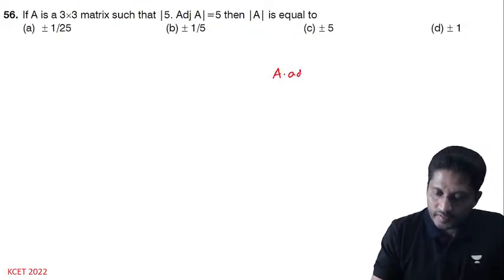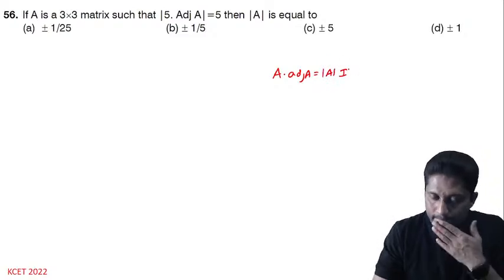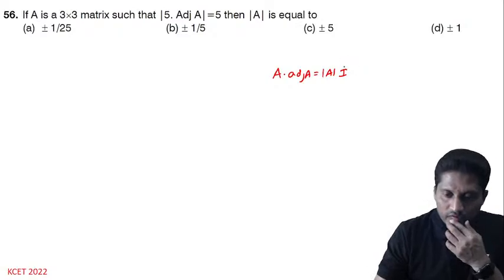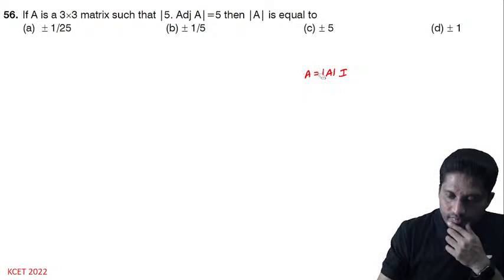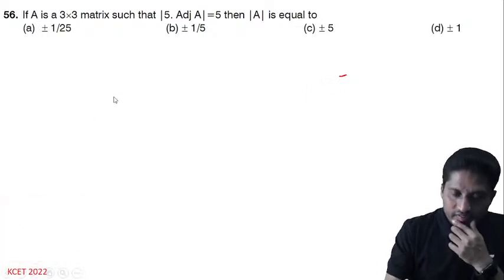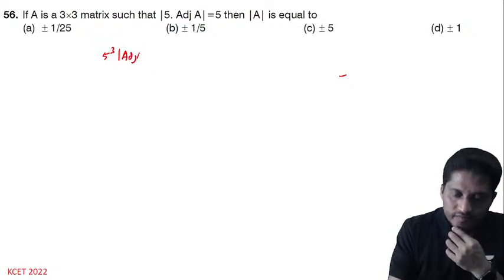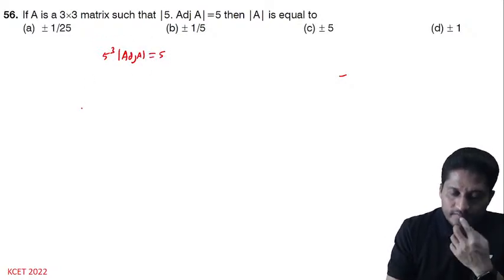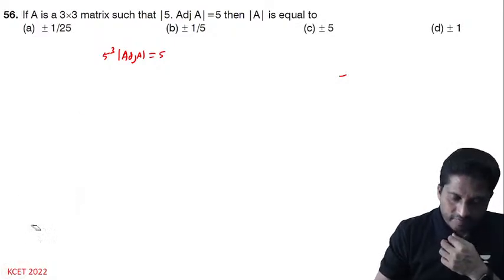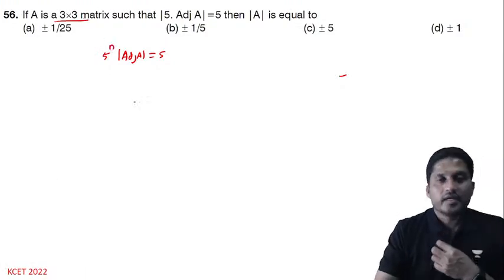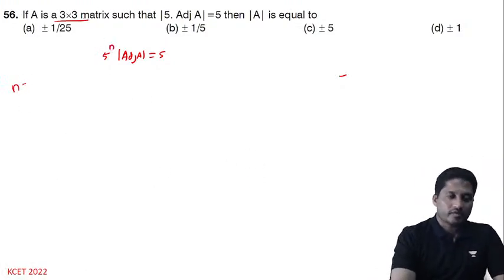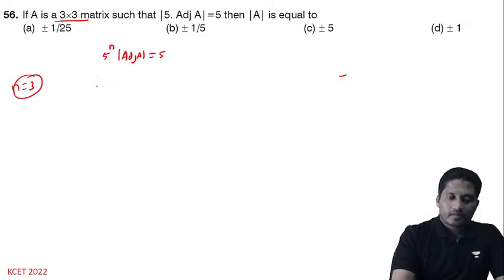A into adjoint of A is determinant A into I. Okay, now if I take 5 outside the determinant, it is 5 cube into adjoint of A is equal to 5, right? It's actually 5 power n. We take 5 out, the determinant will be n. It's a matrix of order 3 by 3, so n should be equal to 3. So this is 5 cube.